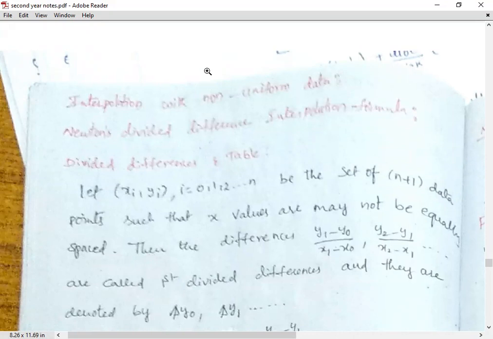In the previous lectures, we have seen interpolation for uniform or evenly or equally spaced points. Now in this section, we are going to see interpolation with non-uniform data. So here we have only two formulas, Newton's divided difference interpolation formula and Hermite's interpolation.